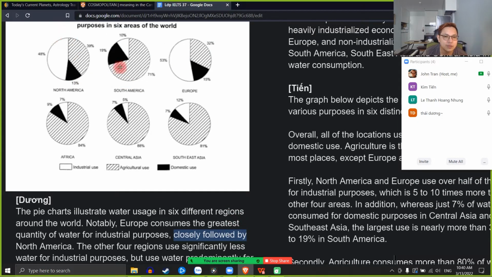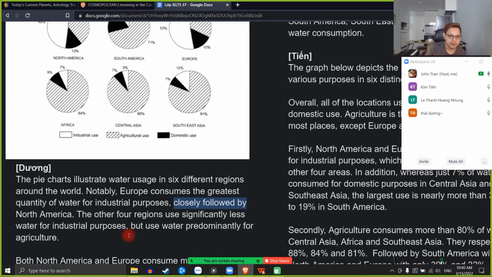Okay. True, because 53, 48. Okay. The other four regions use significantly less water for that purpose. You don't have to mention industrial purpose again, because in the previous sentence you have this one already.